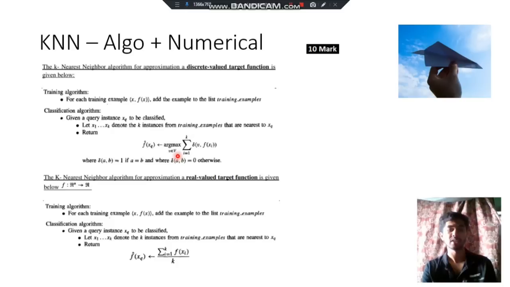Here you have to write the summation over input and output, v and f of x_i. V and f of x_i are input and output, and here if both are the same, the output will be 1. If both are different, the output will be 0. And here it just calculates the mean, meaning summation of f of x_i divided by k. The whole mean is calculated. And what is in the training example? Take each training example in the form of input and output, which is x comma f of x.